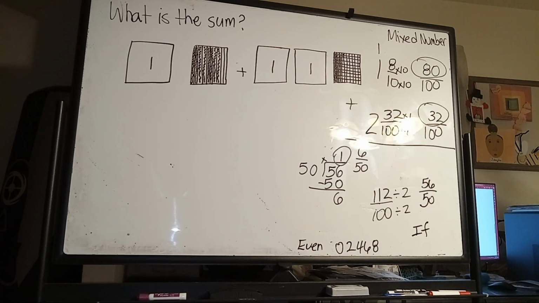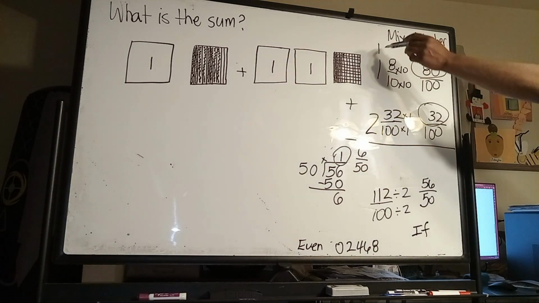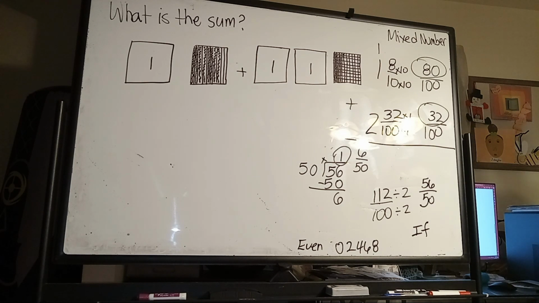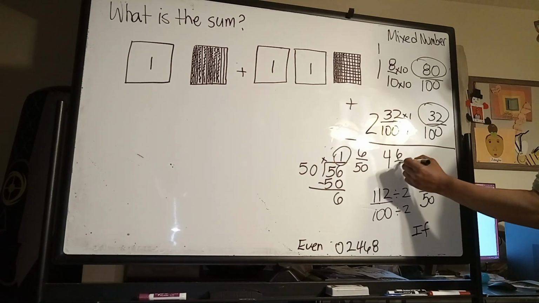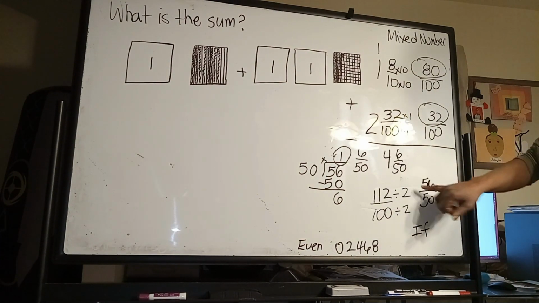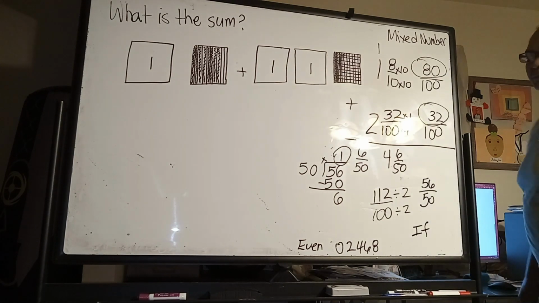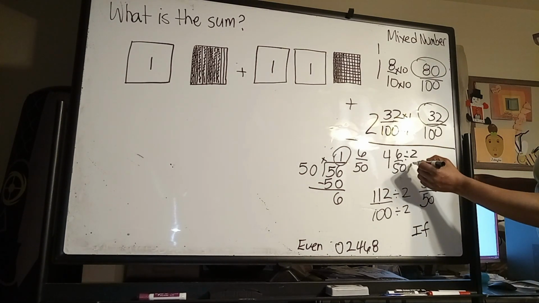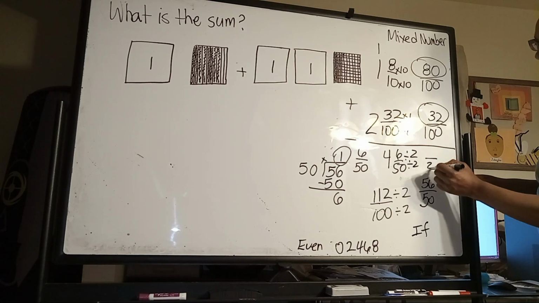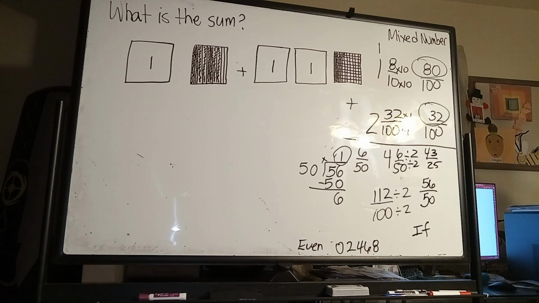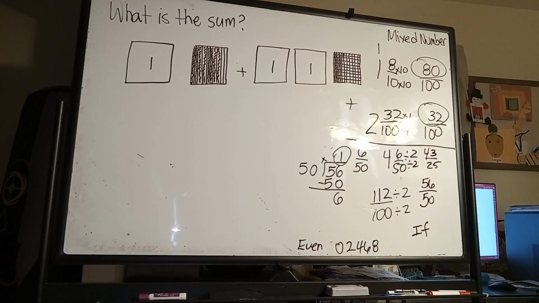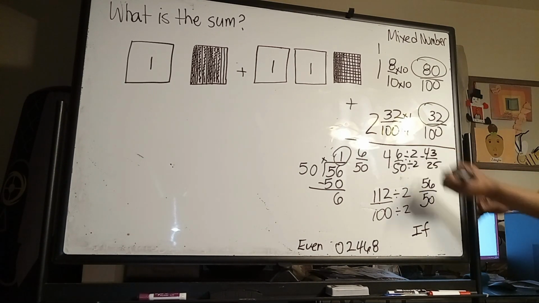So now we have to add the whole number side. We have 1 plus 1, which gives us 2. Yes? And then we have 2 plus 2 is 4. That would give us an answer of 4 and 6 over 50. Now, 6 and 0, even numbers, means we can get a 2 group. So we divide by 2, we actually get 25 and 3. So 4 and 3 25ths would really be the answer. 4 and 3 25ths is the real answer.